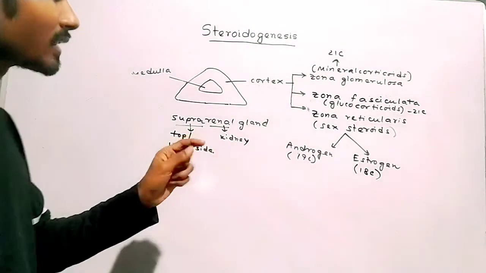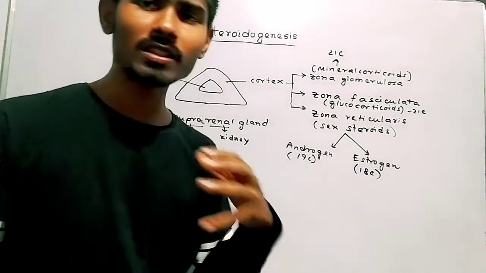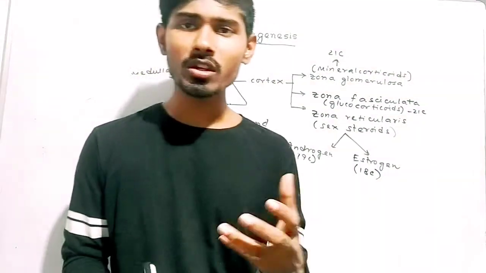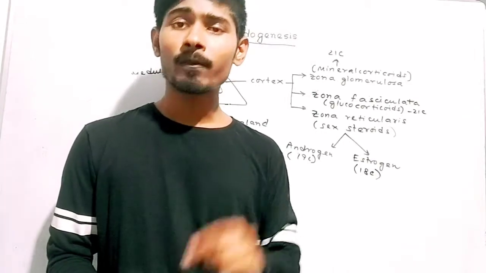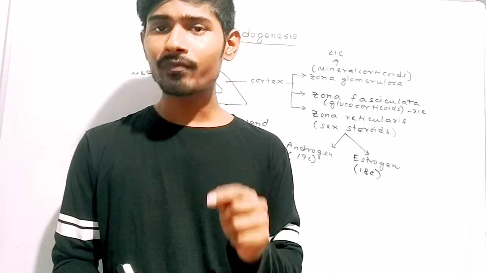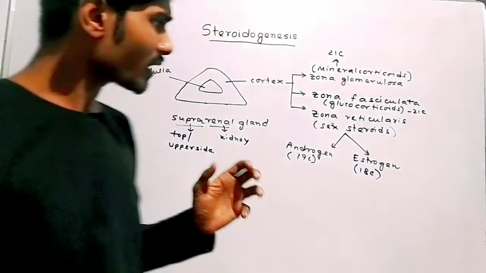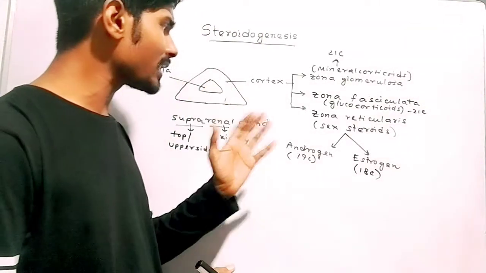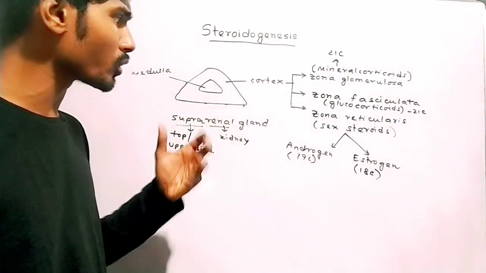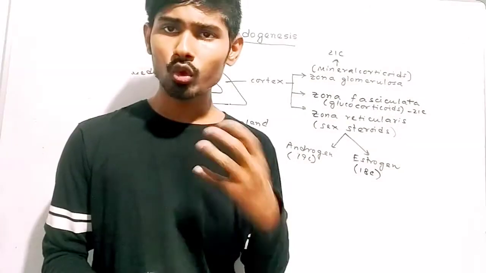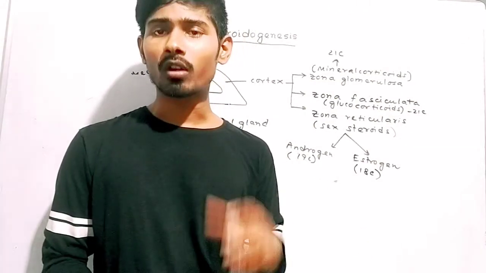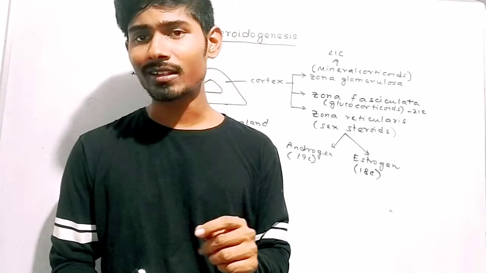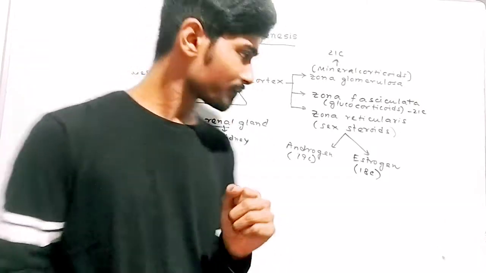Now you see that the zona glomerulosa produces the mineralocorticoids. The mineralocorticoids are 21 carbon compounds, and one of the most important mineralocorticoids is aldosterone, okay. Now in case of the middle layer, that is the zona fasciculata, it produces the glucocorticoids. The glucocorticoids are again 21 carbon compounds, and one of the most important glucocorticoids is cortisol.